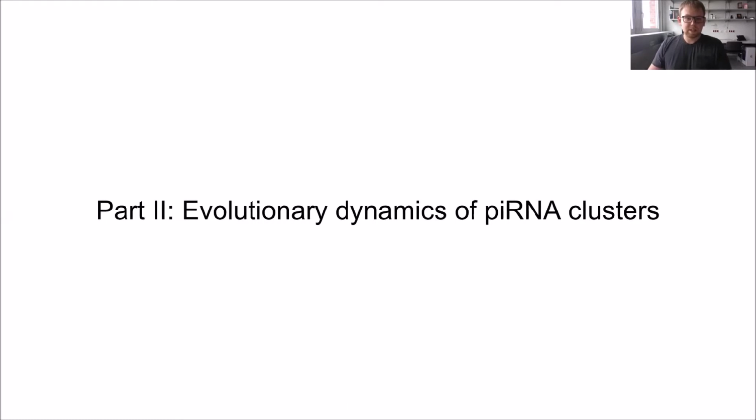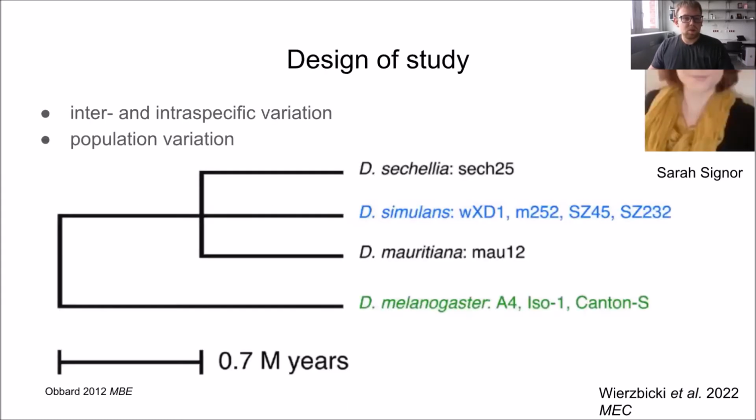And this brings me to the second part, where we did a collaboration with Sarah Signor, who is also interested in piRNA cluster dynamics. To address this question, we used four different Drosophila strains: Drosophila sechellia, simulans, mauritiana, and our reference species melanogaster, to look at variation between species, but also within species of melanogaster and simulans. We looked further also within simulans into a population where we had two assemblies of the same population, and like this we could infer the dynamics of these regions.